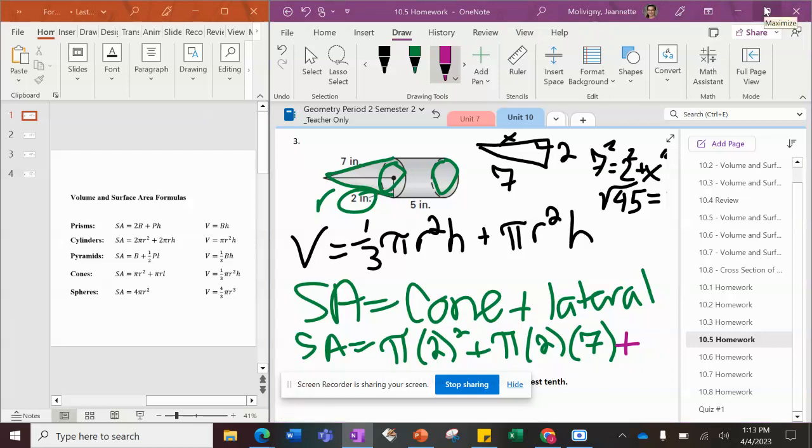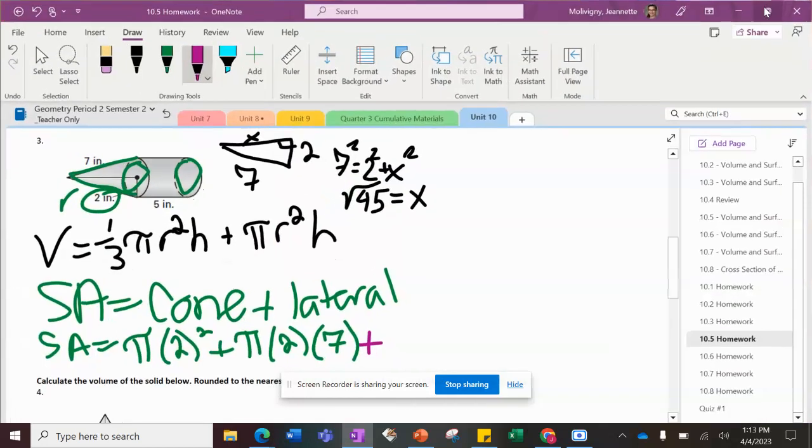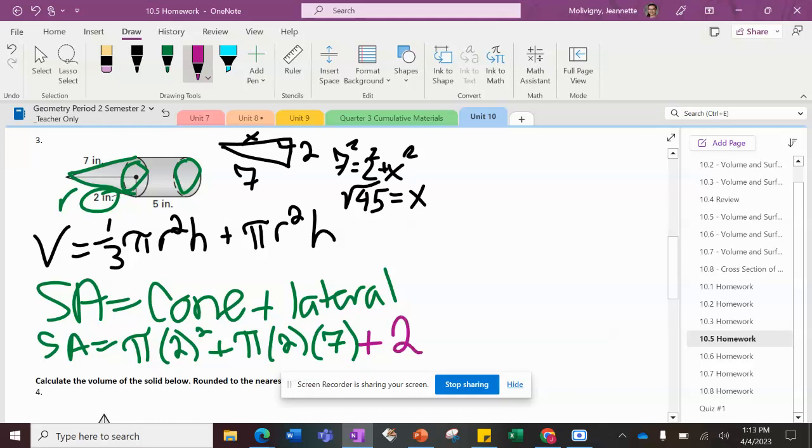So it's going to be 2 pi r h. So we're going to put plus 2 pi. Our radius is also 2. And then the height of the cylinder is 5. So that's what you would plug in there. And then you could type this all into your calculator to get the surface area of that shape.